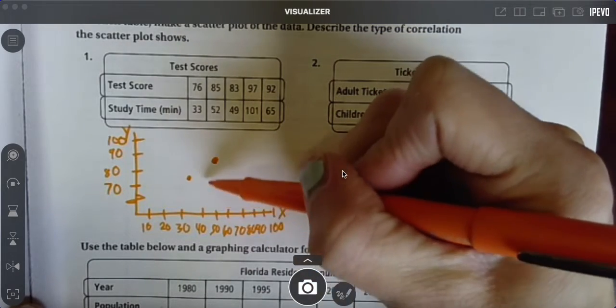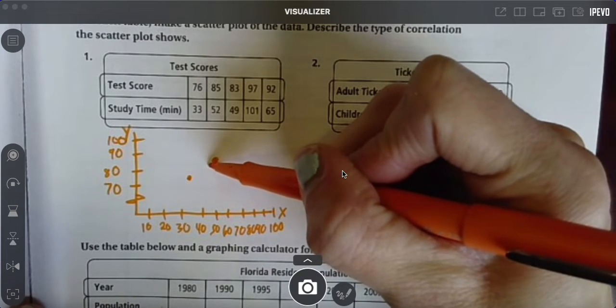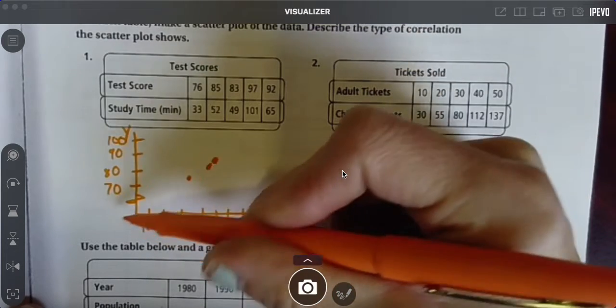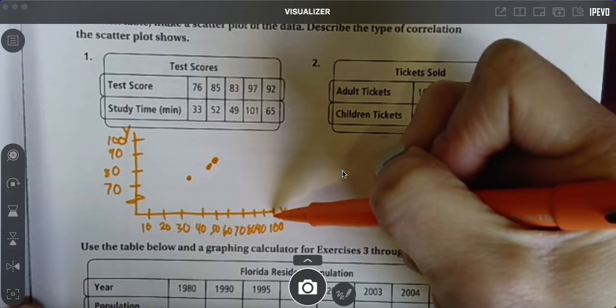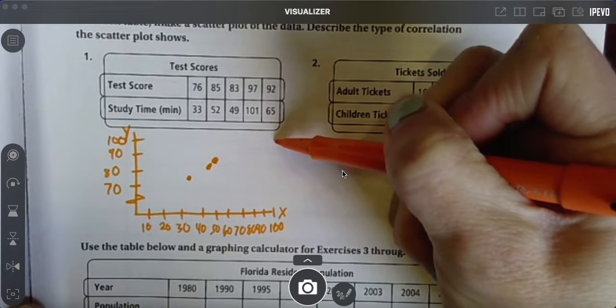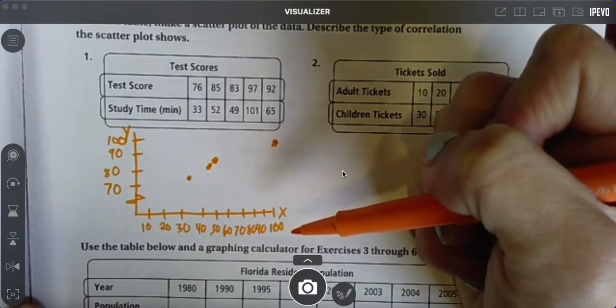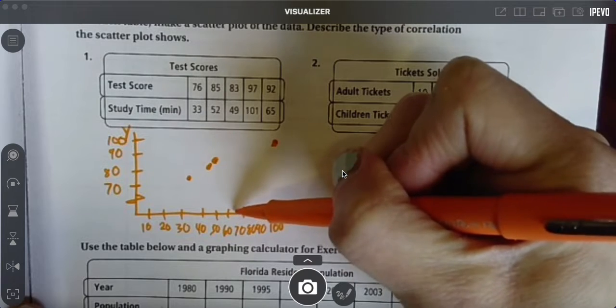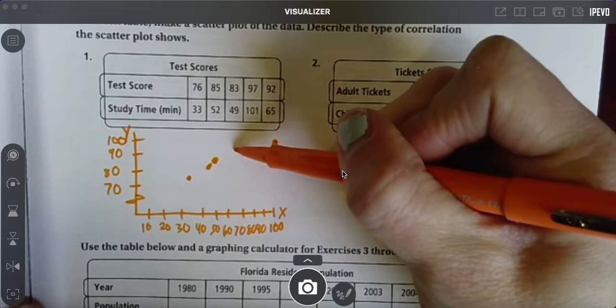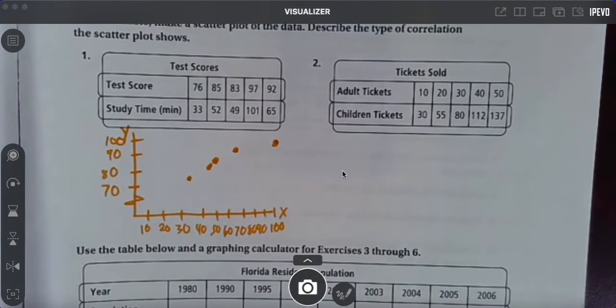49 and 83, over 101 and up 97. And then over 65 and up 92. So is there a correlation? Does it look like my points are going up or down? It looks like they're going up. So you would say positive correlation.